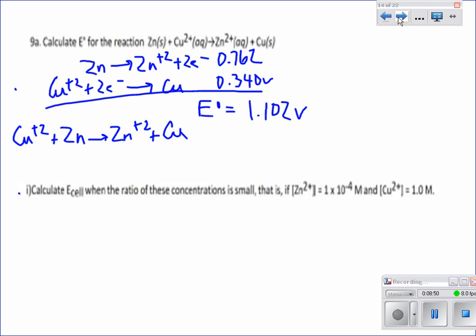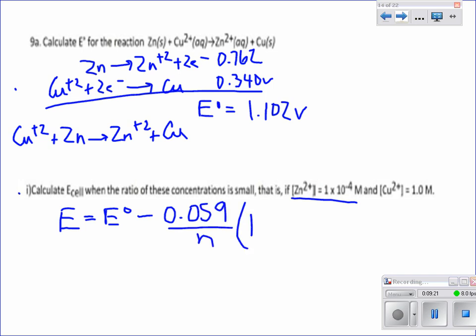Calculate the E cell when the ratio of these concentrations is small. That is when the zinc plus 2 concentration is 1 E negative 4 and the copper plus 2 is 1. How do I know I use the Nernst? I am not at standard concentration anymore. There's something other than 1 molar. When there's something other than 1 molar, I got to use it. So I'm just going to rewrite it. E of the cell is equal to E naught minus .059 over N times the log of Q.